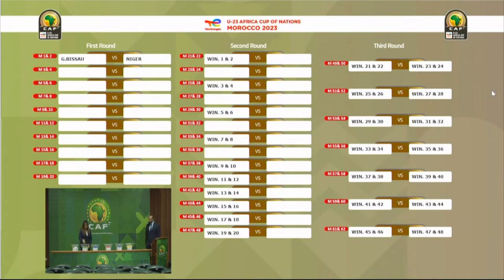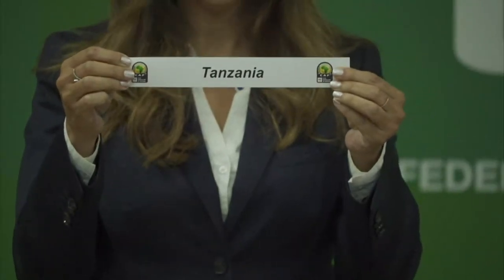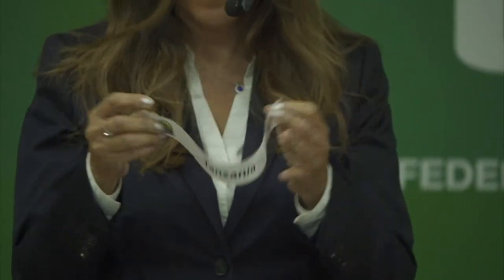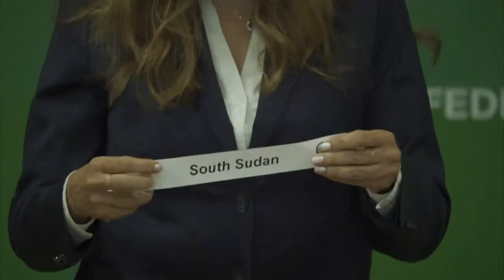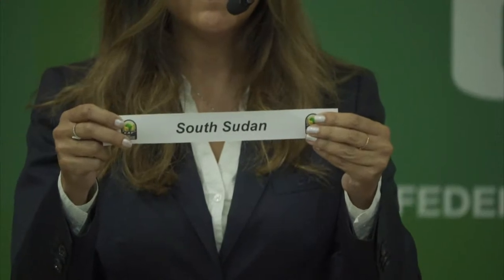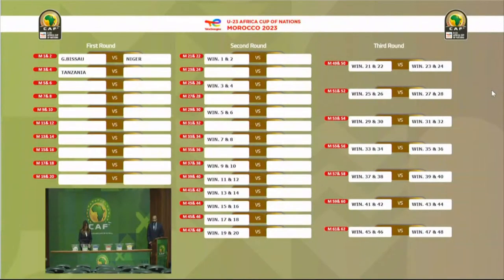Let's proceed with pot B for matches three and four. Tanzania. Tanzania will play the first leg at home, and the opponent of Tanzania will be South Sudan. First leg will be played in Tanzania and second leg in South Sudan.